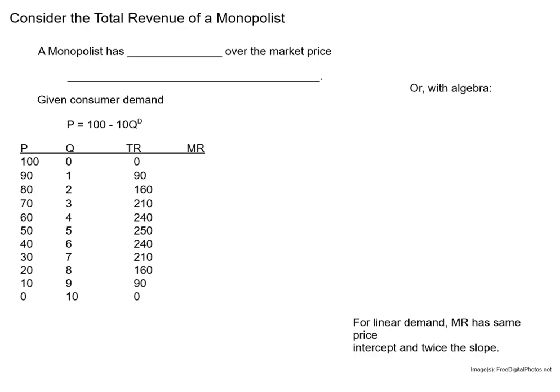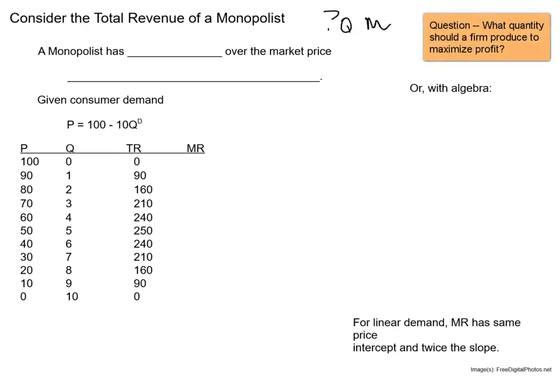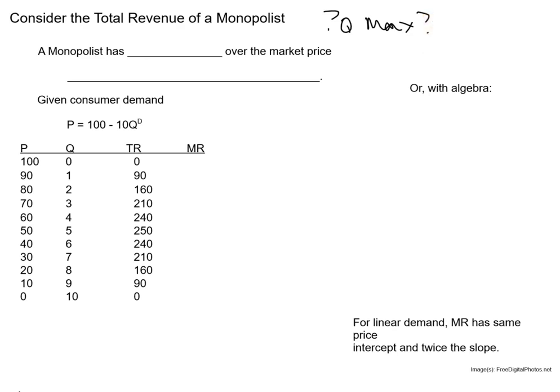So now we want to consider a monopolist, and I want to ask a question a couple of times. In general, my question is, what quantity should a firm produce to maximize profit? Do you recall the answer to that question? When we were thinking about a perfectly competitive market, that very first most important cost curve that we used it to figure out the quantity the firm should produce in order to maximize profit.